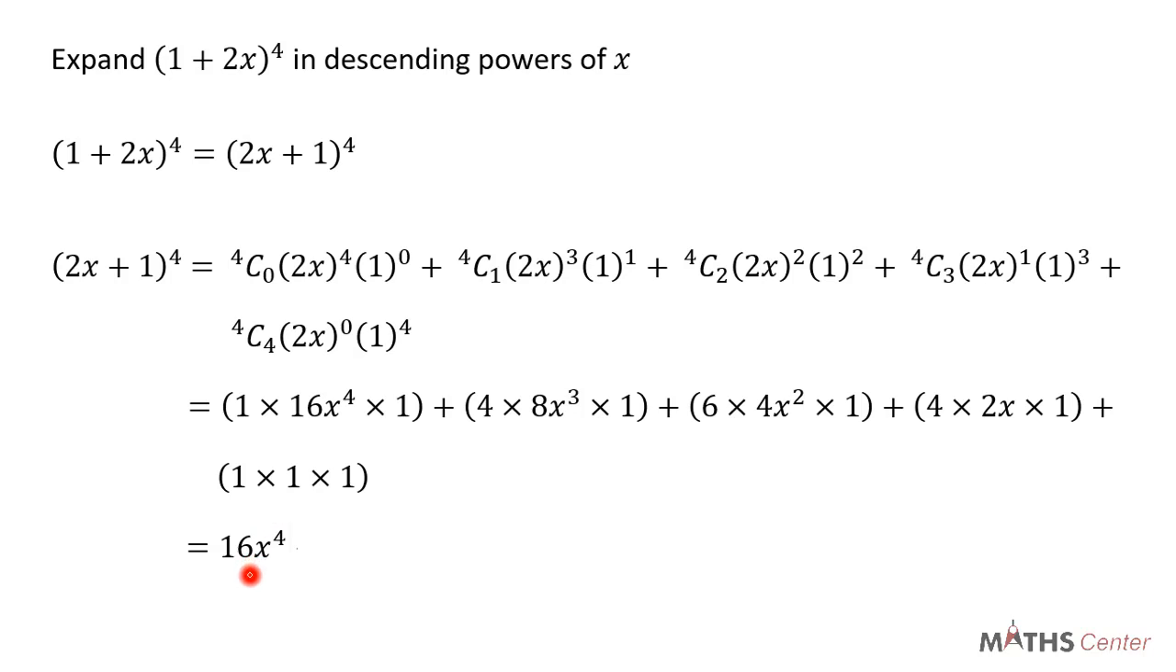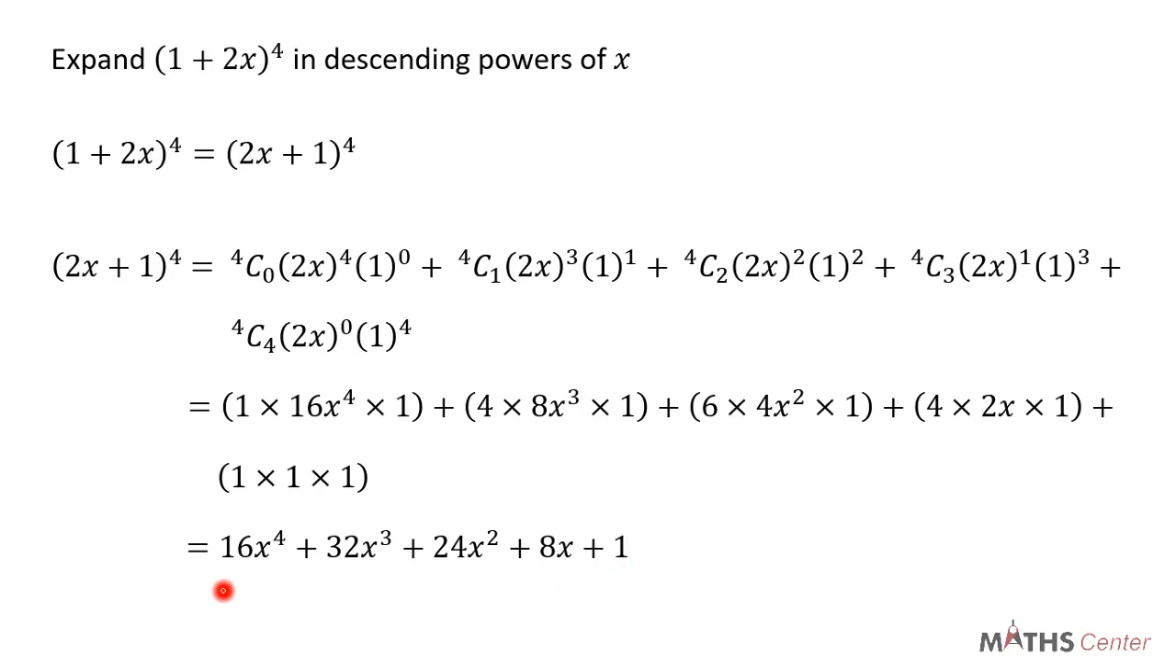When we simplify this, we are going to have 1 times 16x exponent 4 times 1 is 16x exponent 4, 4 times 8x cubed times 1 is 32x cubed, 6 times 4x squared times 1 is 24x squared, 4 times 2x times 1 is 8x, then 1 times 1 times 1 is 1.